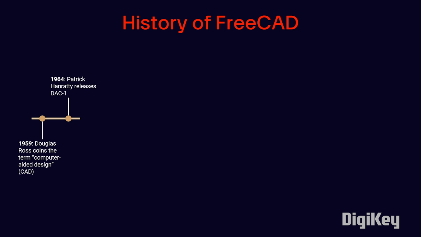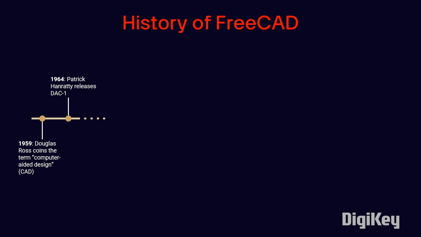The history of computer-aided design is almost as old as the electronic computer itself. In the 1950s, computer scientist Douglas Ross coined the term CAD to describe using interactive graphical displays inspired by radar equipment to help debug software and display flowcharts and circuit diagrams. Then, in 1964, DAC-1 was released, which was one of the earliest forms of commercial CAD programs. Patrick Hanratty, a lead developer on DAC-1, is often considered to be the father of CAD. By some accounts, 70% of all 3D mechanical CAD software today can trace their roots back to Hanratty's code.